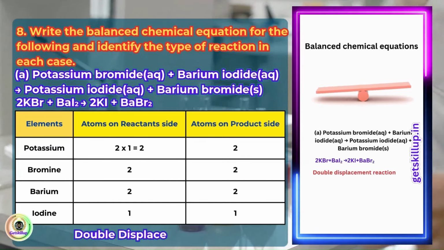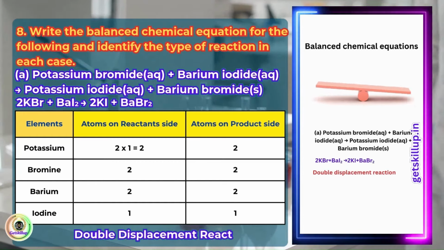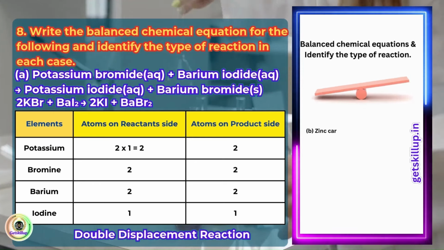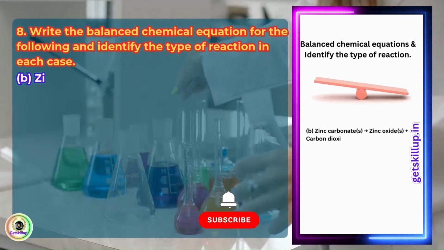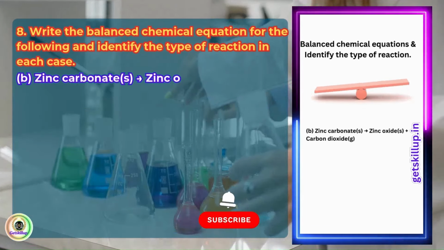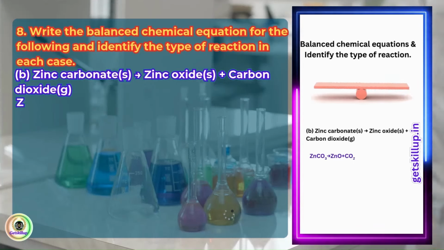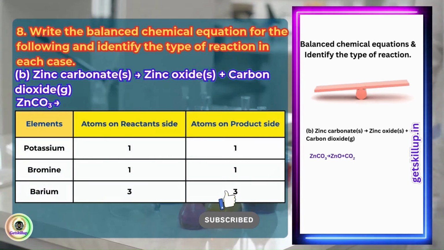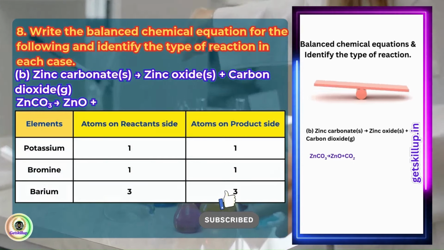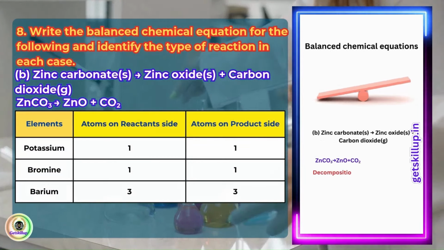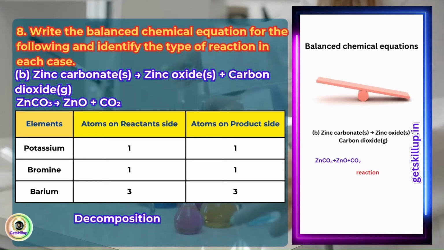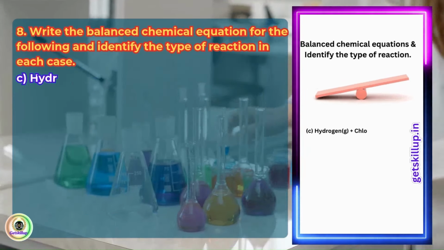The type of reaction in this case is double displacement reaction, also known as precipitation reaction. B. Zinc carbonate solid gives rise to zinc oxide solid plus carbon dioxide gas. Balanced chemical equation: ZnCO3 gives rise to ZnO plus CO2. The type of reaction in this case is decomposition reaction.